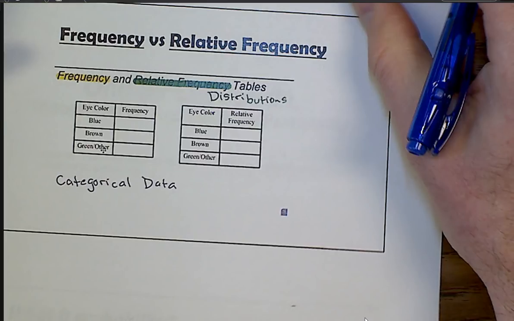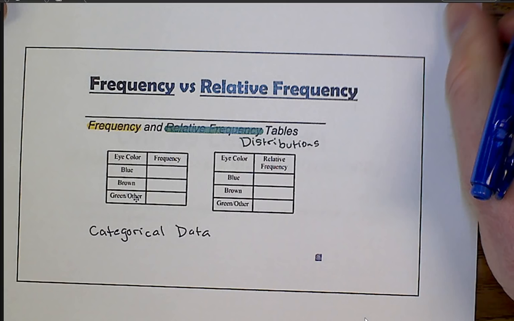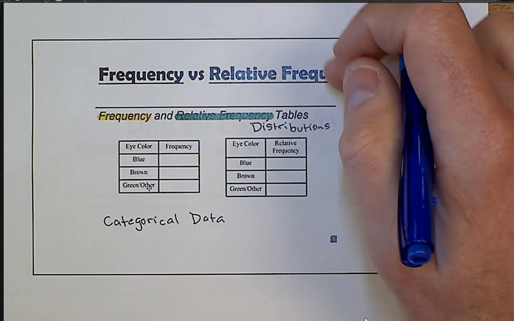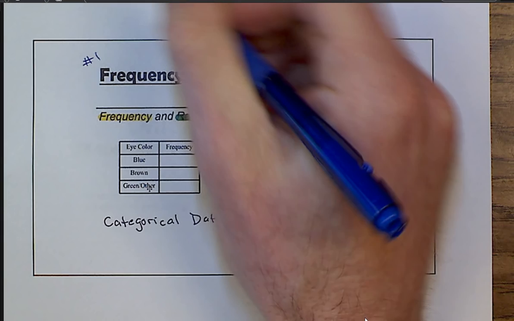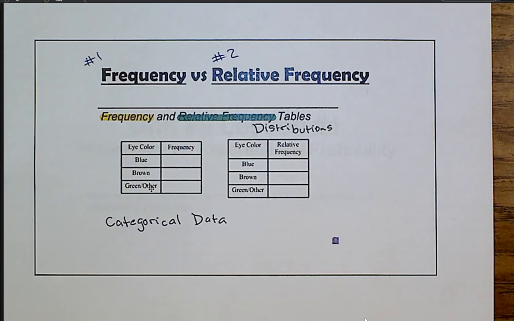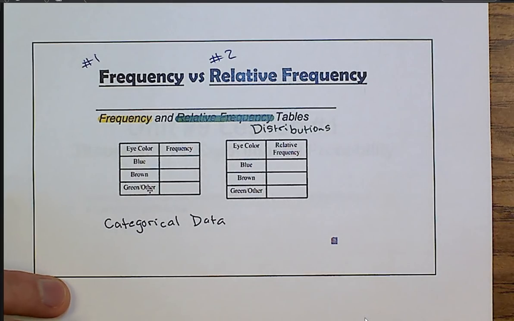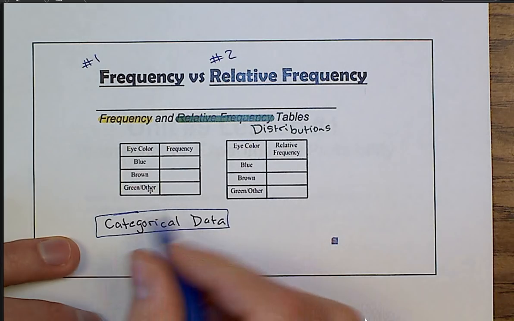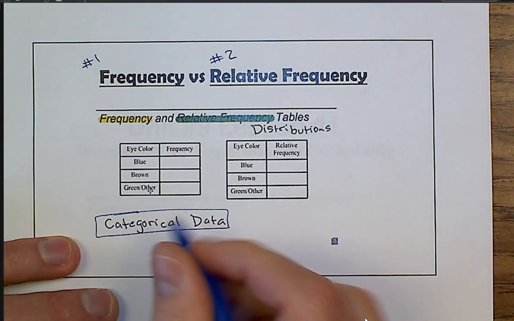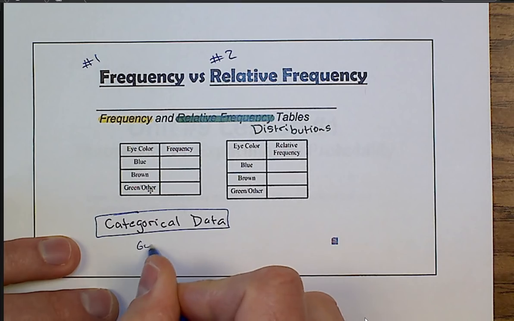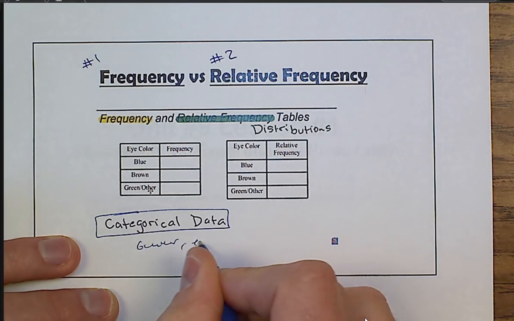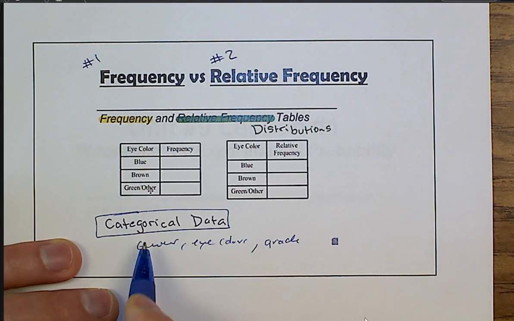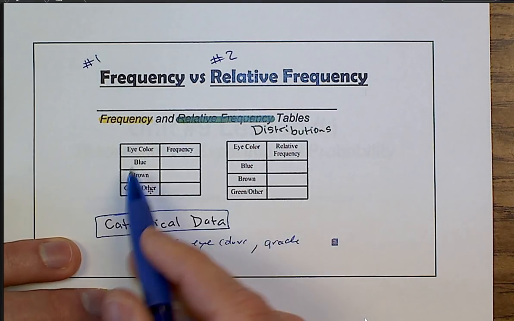So the second part of our learning target, and I didn't put this on here, is the difference between frequency and relative frequency. So it's 2 different things. I'll put 1 and 2 to make sure you understand it's 2 different concepts, but they're very similar. We're talking here about categorical data. Categorical data is based on, like, gender, so boys and girls, eye color, you could do grade, something that's going to fit into categories, right? That's called categorical data.